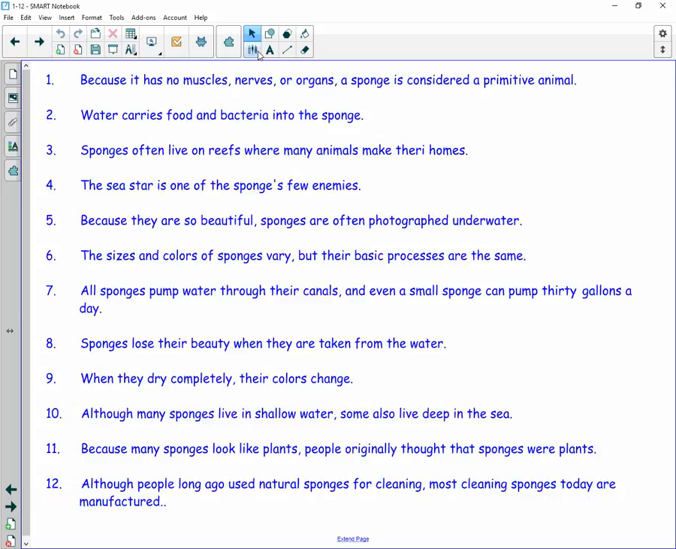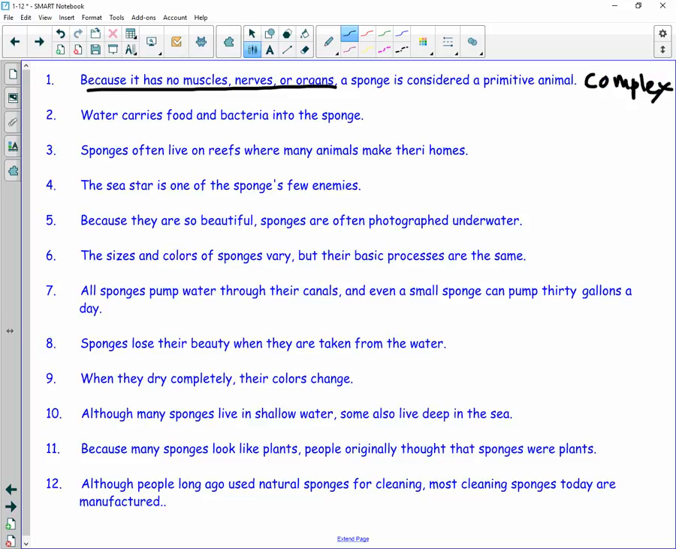Okay? Because it has no muscles, nerves, or organs, a sponge is considered a primitive animal. Because it has no muscles, nerves, or organs, that is a subordinate clause. A sponge is considered a primitive animal is an independent clause, so that makes this complex. There we go. Water carries food and bacteria into the sponge. If I cover "and," water carries food is a sentence, but bacteria into a sponge is not, so that is simple. Sponges often live on reefs, that is an independent clause, where many animals make their homes, that is a subordinate clause, so that is complex.